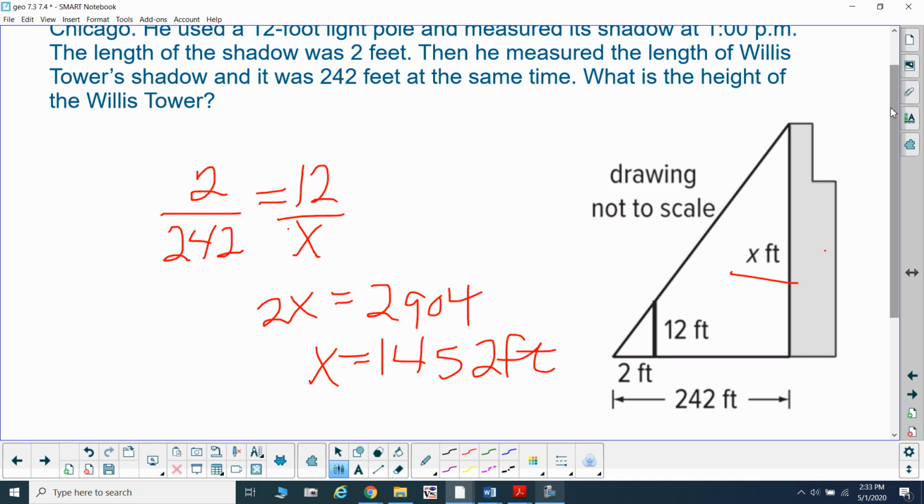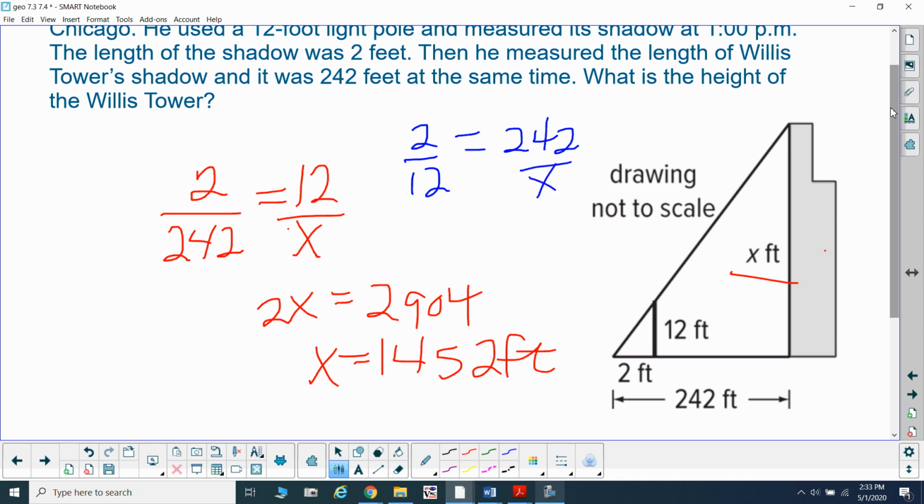So another way we could have done it, we can set up proportions again, like I said, in a lot of different ways. So don't think that my way is the only way. That's the way that makes the most sense to me. I'm setting similar parts over similar parts. But we could have done shadow over height equals shadow over height.